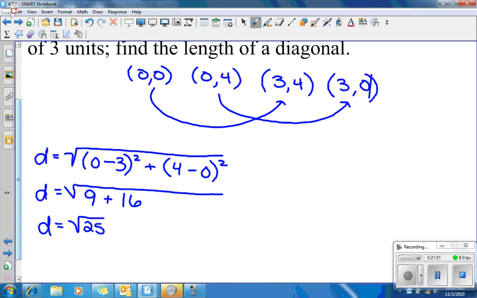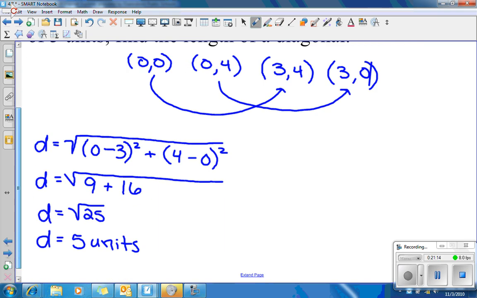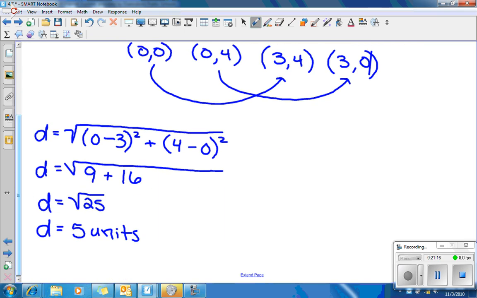25. And the square root of 25 is? 5. So it's 5, whatever units we're talking about. If it doesn't tell you, write the word units. If it does, write the correct units. Is that okay? Yeah. Any other questions?